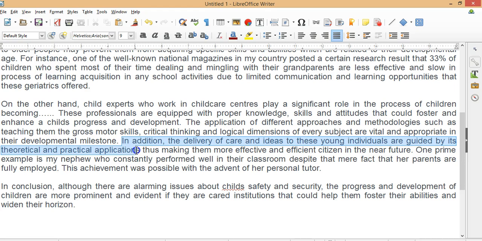Yes, it looks like developmental milestone, theoretical and practical applications. Okay, in addition, the delivery of care and ideas to these young individuals are guided by its theoretical and practical application. Well, isn't that basically the same as this previous sentence?